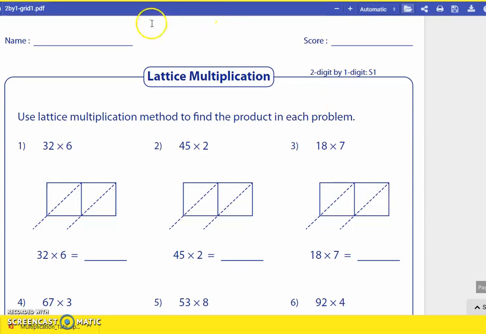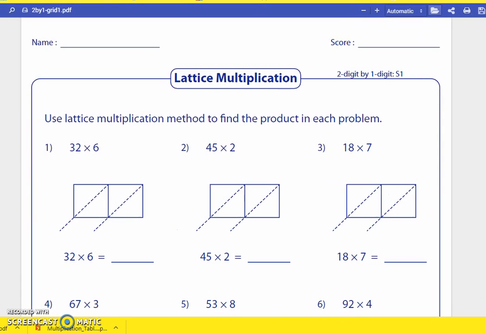Alright guys, here we go. I'm going to do the lattice math with you. It's not that hard to do. Everything's going to be right here for you, alright? First thing to do is we're going to look at the problem.